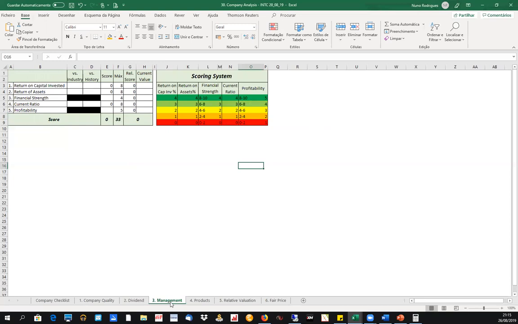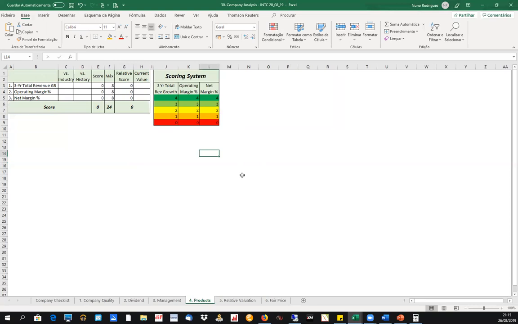Next, we'll take a look at management. So how is the management doing? Are they able to return capital to its investors? What has been the return on assets? What is the current financial strength of the company? The current ratio, the profitability. So all metrics that give us information on how the management is performing, all right?